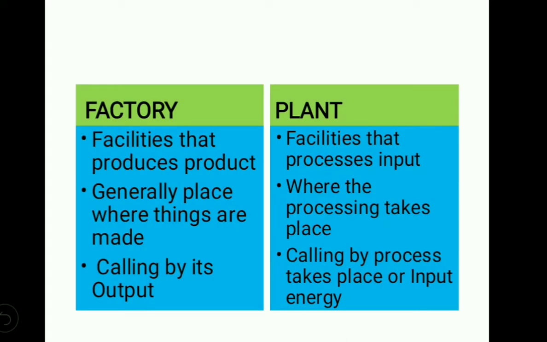What is a factory? Facilities that produce products. All the facilities required from starting to ending, that is, all phases of production. All the facilities required for production, collectively, are called a factory.